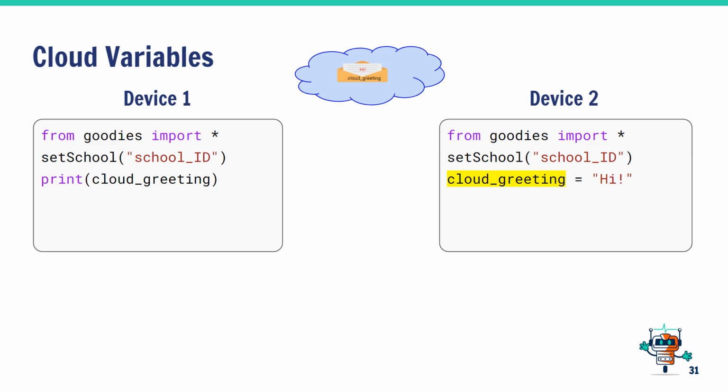Now that your teacher did that, when you run your code, which you did not change from the first time, when you run that a second time, when it gets to the third line, it's going to go up to the cloud just like it did before, but this time it finds that there is a cloud_greeting variable and it takes the value it finds inside it, which is the word hi, and it is then able to give that back to your program, and your program will then print it onto the screen.